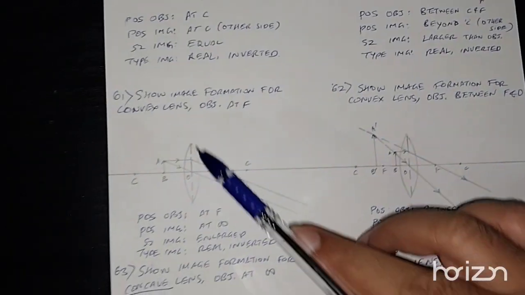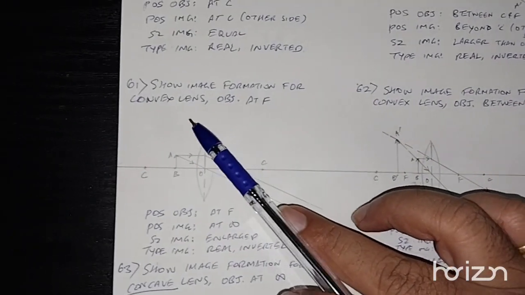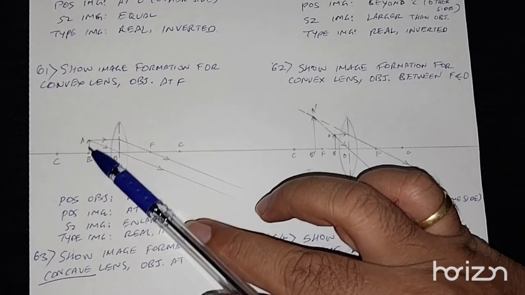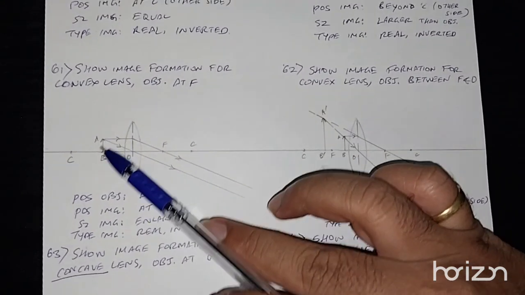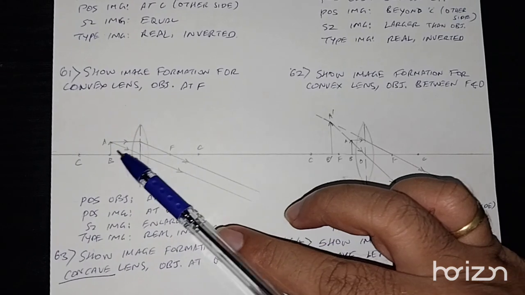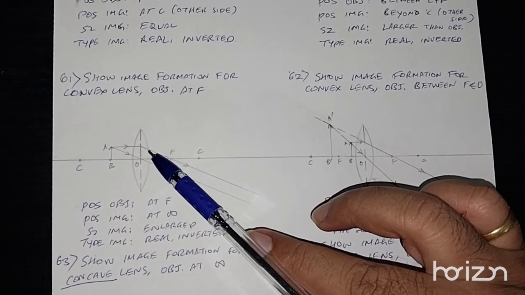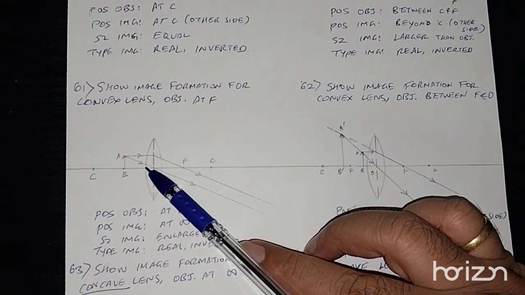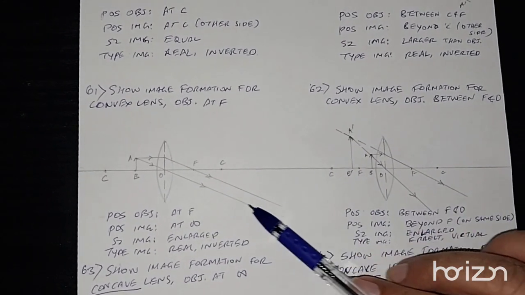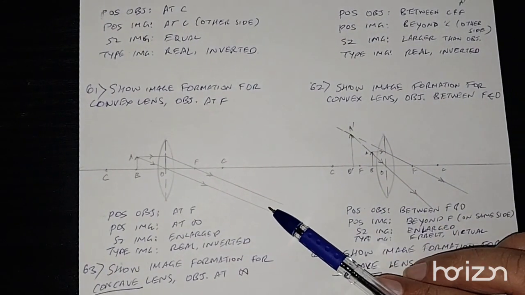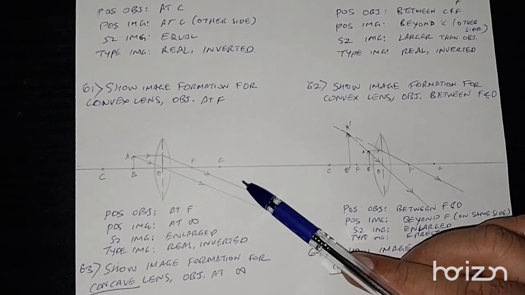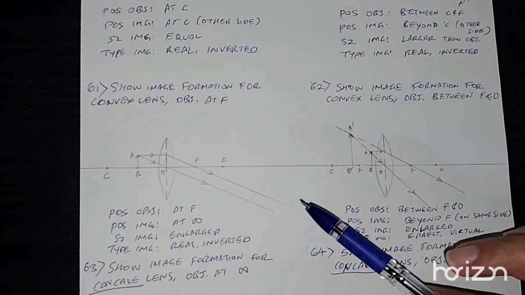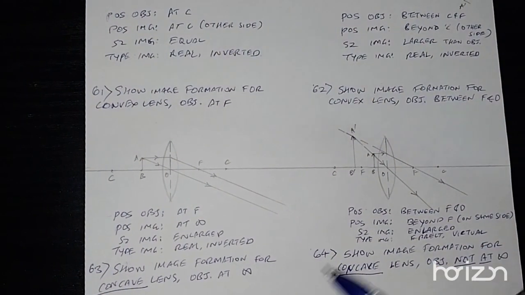Okay, so next question, show the formation for convex lens when the object is kept at F exactly. Okay, when the object is kept at F, again you do the same technique. You shoot a ray parallel to the principal axis, it goes in this direction through F. You shoot a ray through the optic center, it goes in the same direction without changing direction. And these two lines never intersect because they are parallel. Okay, so they intersect at infinity, right? Which means the image is formed at infinity.